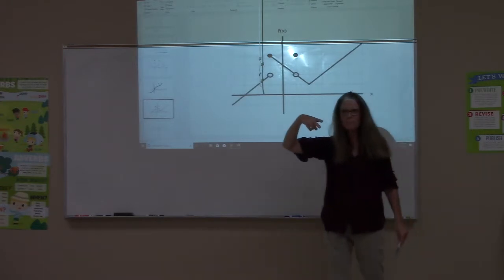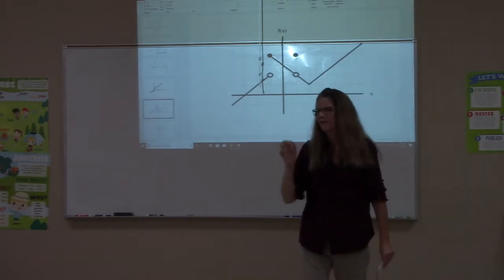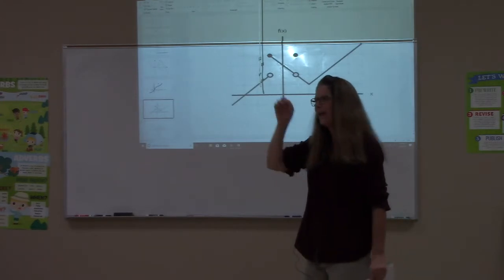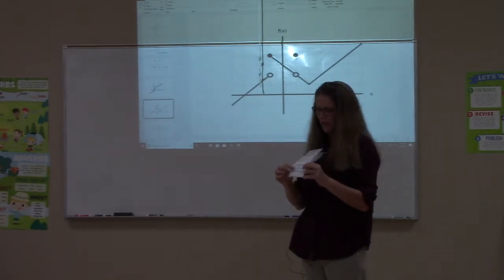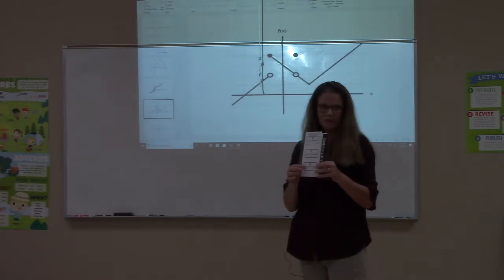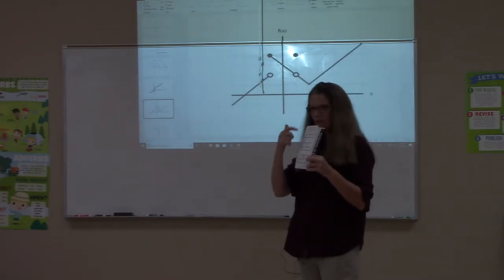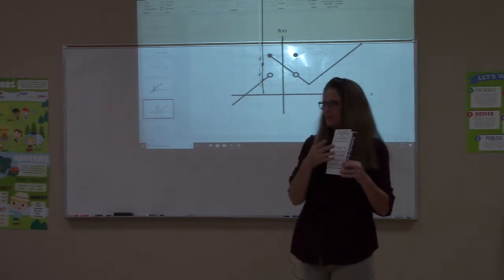The third rule says the definition of the point and the limit have to be the same. That's what number 3 is. The limit and the definition have to equal each other. If one of these rules falls apart, then that means it's not continuous.